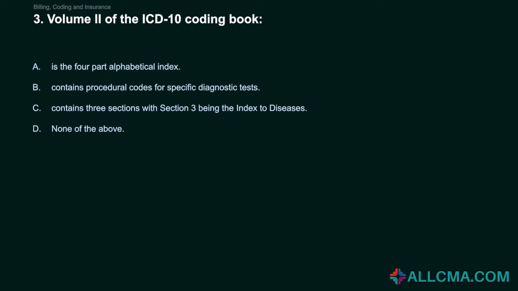3. Volume 2 of the ICD-10 coding book. A. Is the 4-part alphabetical index. B. Contains procedural codes for specific diagnostic tests. C. Contains 3 sections with section 3 being the index to diseases. D. None of the above. Correct answer, A. Is the 4-part alphabetical index.